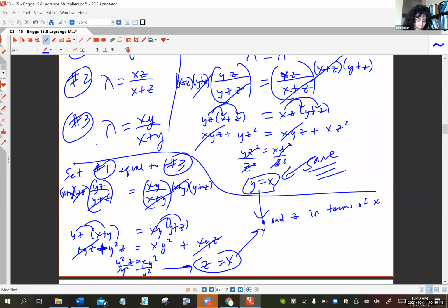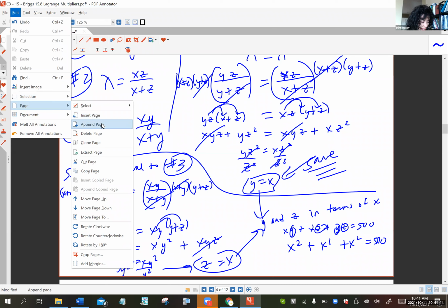So I'm going to plug my y equals x and my z equals x into my constraint. Now remember that your constraint looked like xy plus xz plus yz equals 500. And if everywhere you see a y, you substitute x, and everywhere you have a z, you substitute x also, you're going to get x squared plus x squared plus x squared equals 500. Cool.